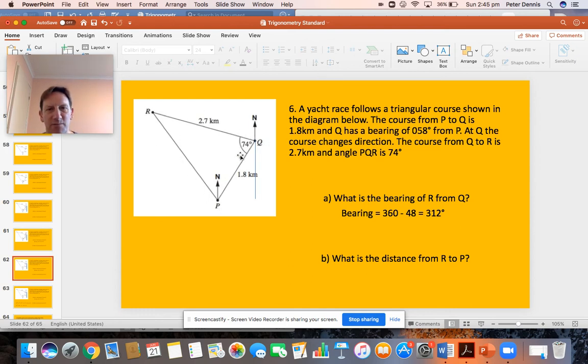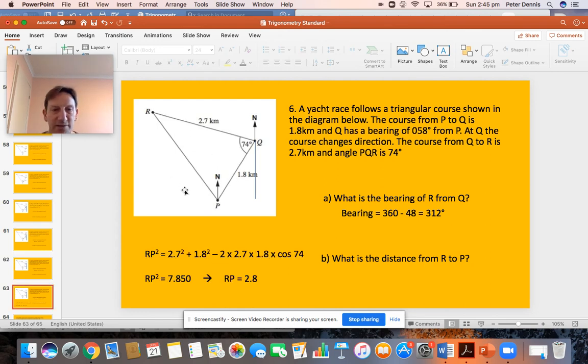It's just one angle. Therefore, we're using the cos rule. It's going to be a squared equals 2.7 squared plus 1.8 squared minus 2 times 2.7 times 1.8 times the cos of 74. And that's what we've got here. And we get RP squared, or the distance squared, is 7.8. So RP is 2.8. Remember, we've got to take the square root of our final answer.